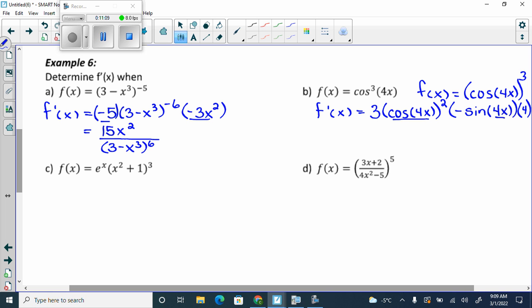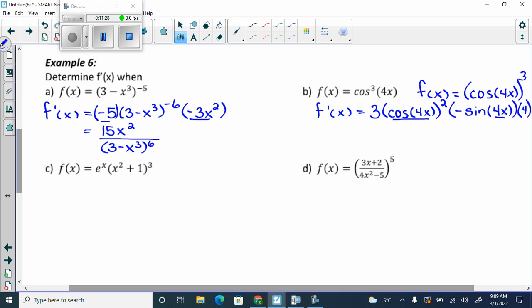Oh my gosh. So you work your way from outside in. So you drop the 3 down in front, rewrite the inside to the 2. Then you do the derivative of cos 4x, which is negative sine 4x. And then you do the derivative of the 4x, which is 4. So you work your way from outside in.